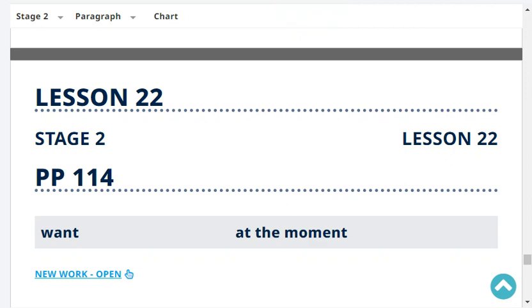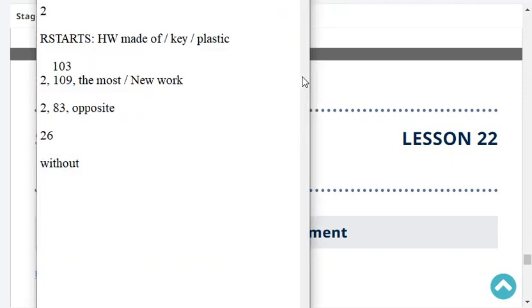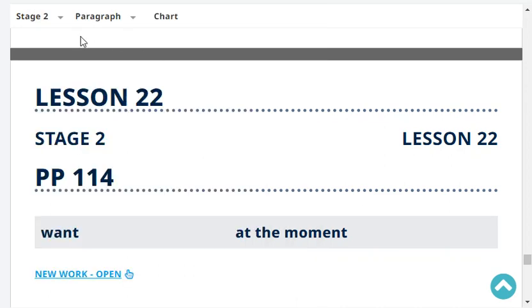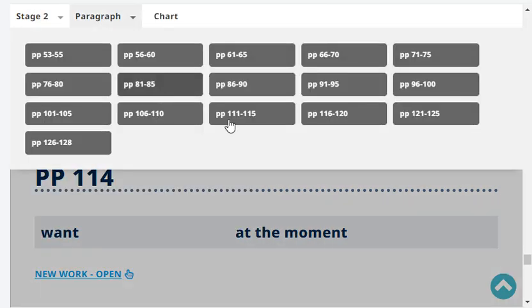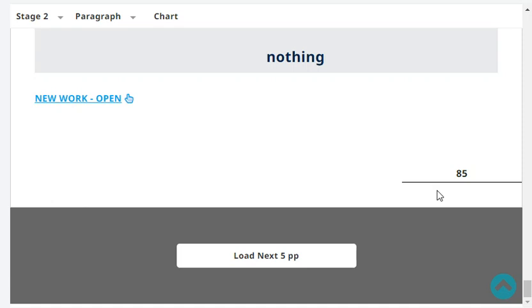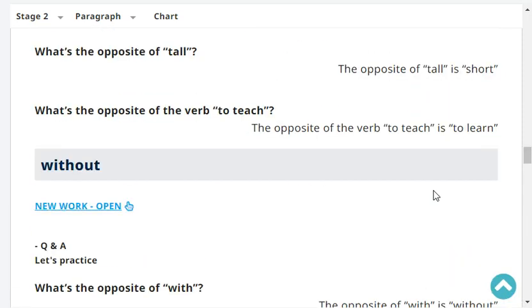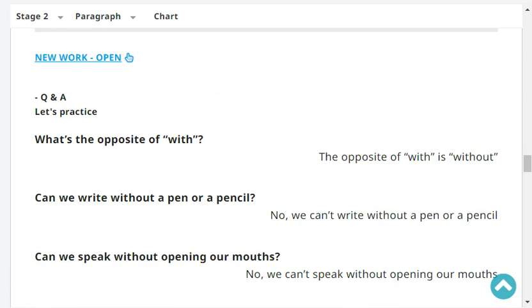Okay, so now let's move on to reading. Our reading is at stage 2, page 83. Please start at page 83, headword without. Without. What's the opposite of with? The opposite of with is without.